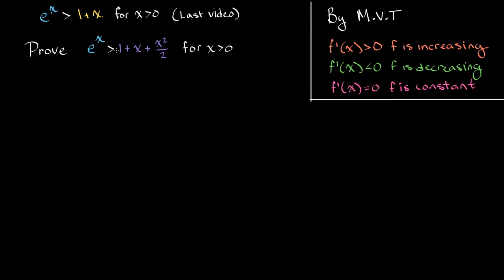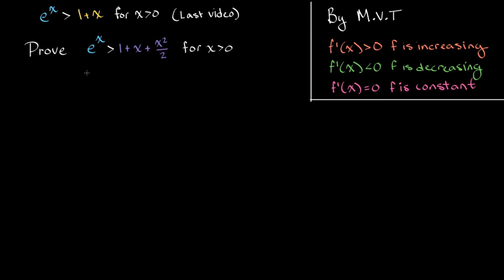And maybe this might pop out to you that this is the quadratic approximation for e to the x at x is equal to 0. Now, I want you to try to prove this inequality for x values greater than 0. So using the method that we used in the last video, why don't you pause the video and give this a try on your own?